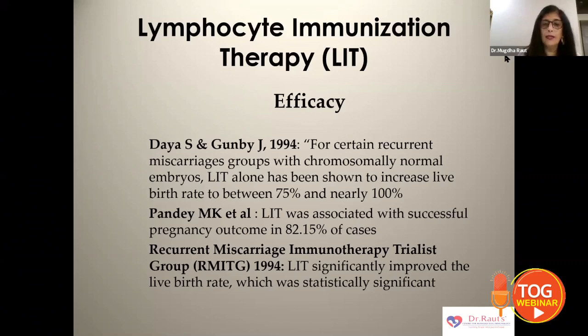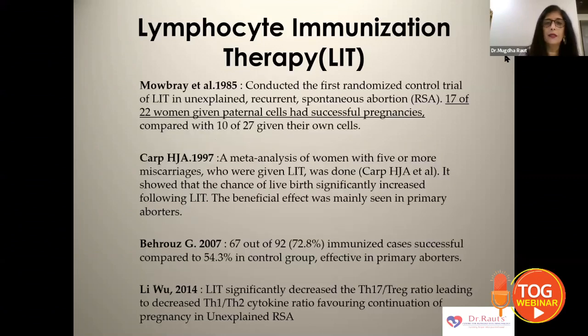Our own Dr. Manoj Pandey has shown that LIT was associated with successful pregnancy outcome in 82.5% of the cases. And there was a large study by the Recurrent Miscarriage Immunotherapy Trialist Group in 1994, which showed that LIT significantly improved the birth rate, which was statistically significant. Plus, there are various studies by Mowbray, Dr. Howard Karp, Bayros, Liu in 2014, which have amply shown the success of immunotherapy from 72% to as high as 94%.